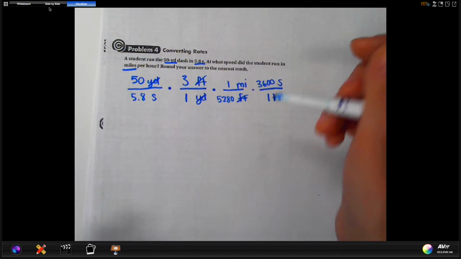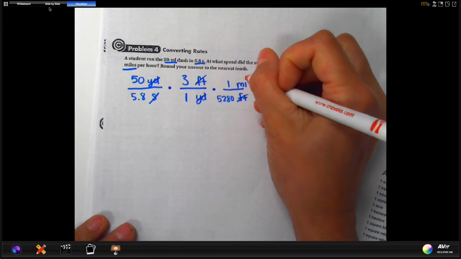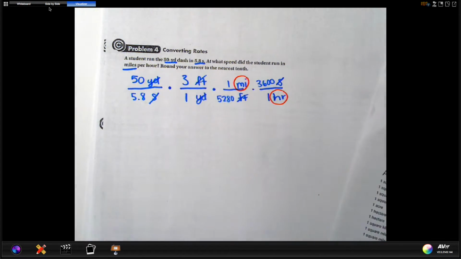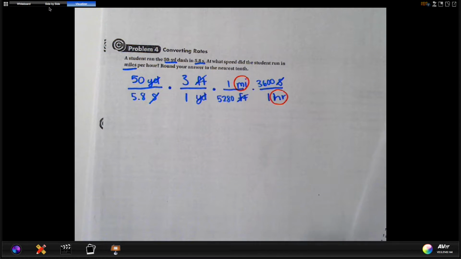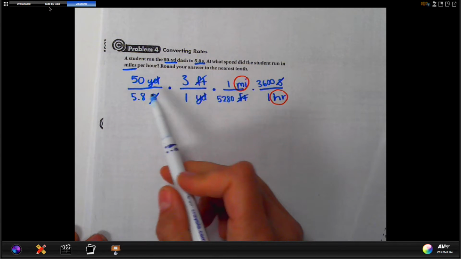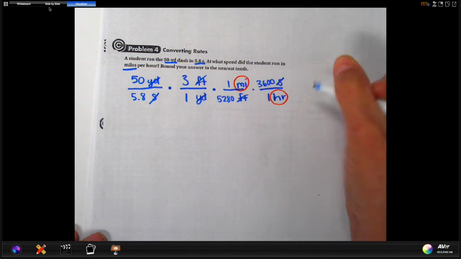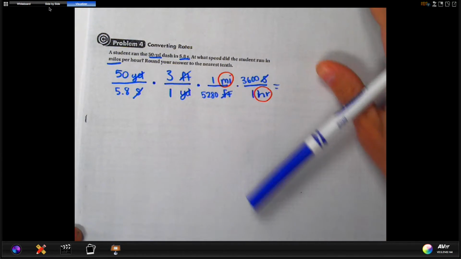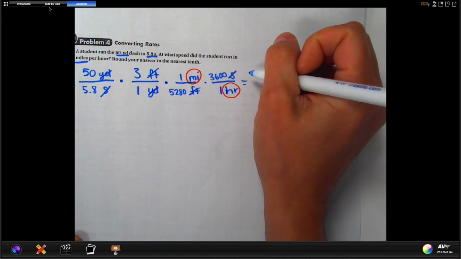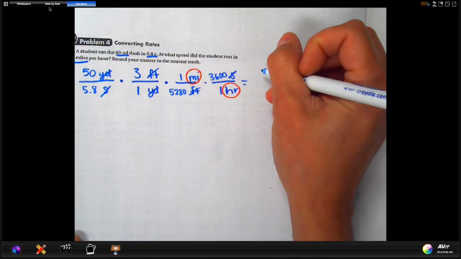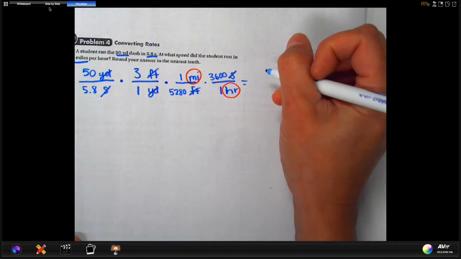Okay, so we cancel out seconds. Do we have the units that we were looking for? Yeah, we've got miles, and we've got hours. That's what we wanted. So we multiply top by top by top by top. So we've got to do that right now in your calculator. We've got to do 50 times 3 times 1 times 3,600 and get a new top number. Okay, Evan, what'd you get? 540,000.